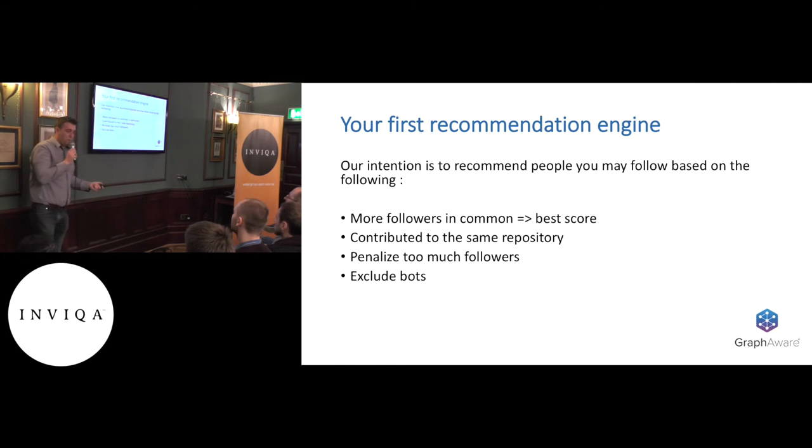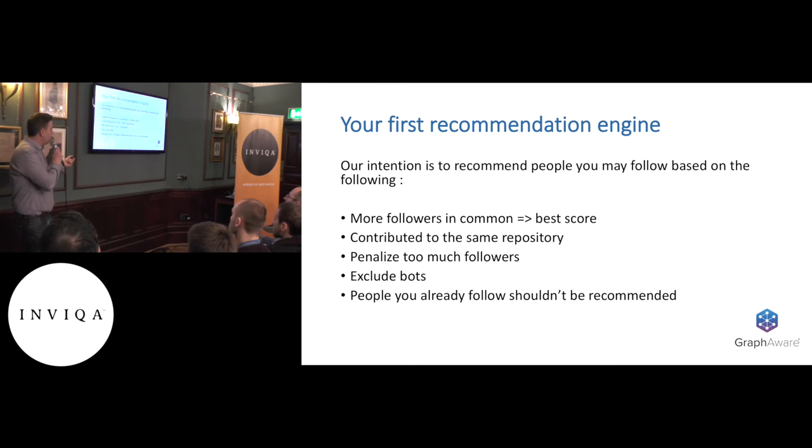And exclude bots. On GitHub, there are a lot of bots. There are people, someone following you, who is following 30,000 people. It means that if you start including him in the traversals of the graph, you will end up with sometimes 400,000 candidates, which doesn't make sense at the end. And of course, people you already follow shouldn't be recommended.